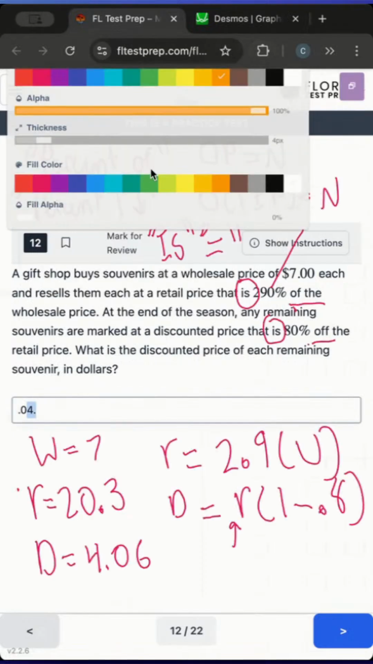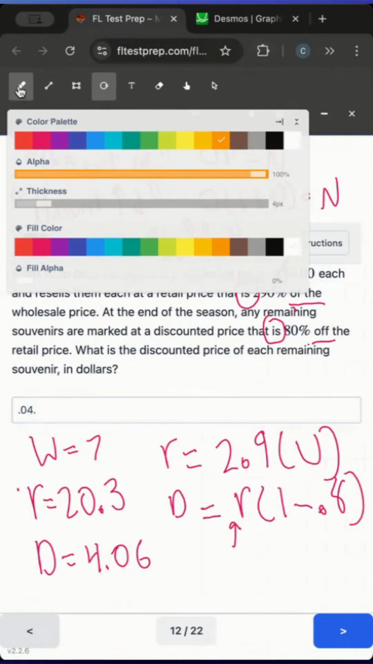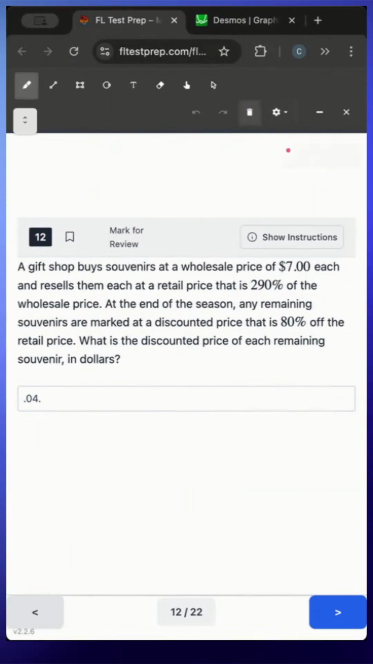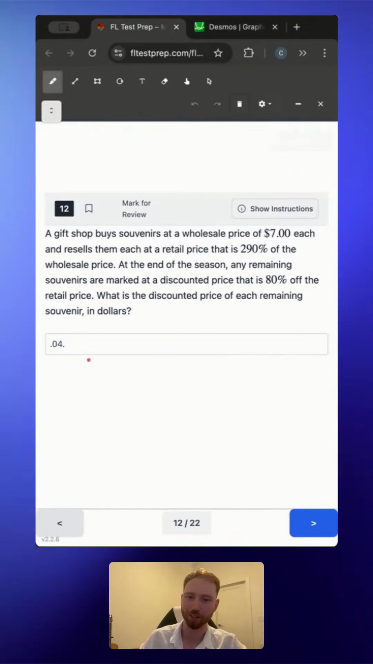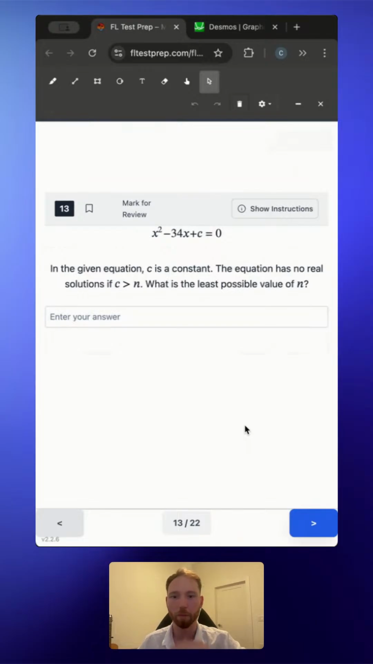What is going on with my pet? It's going crazy. There we go. So 4.06 is the correct answer, even though I can't type it. All right, let's move on.